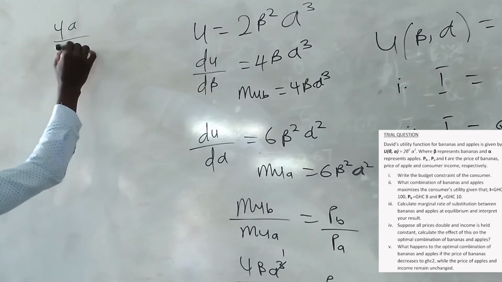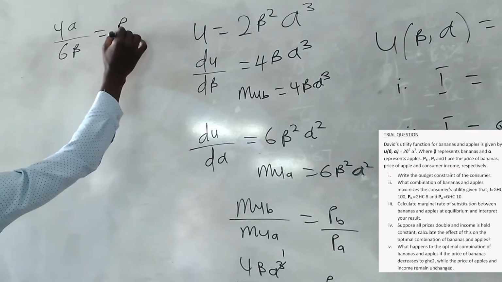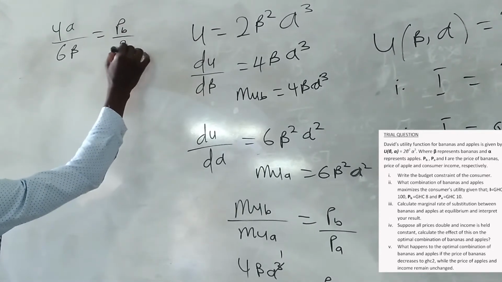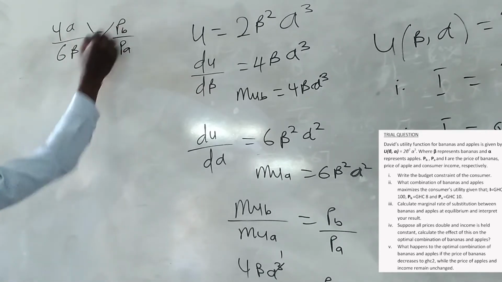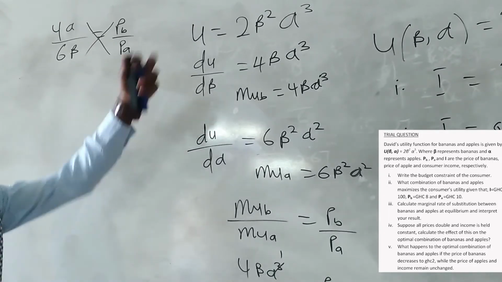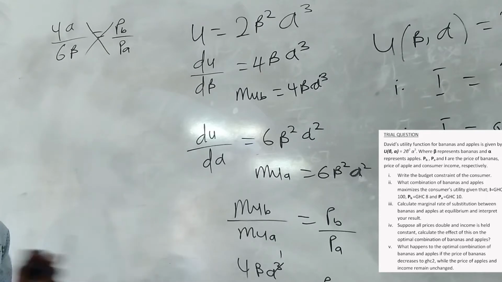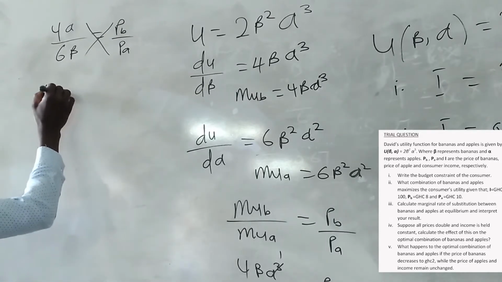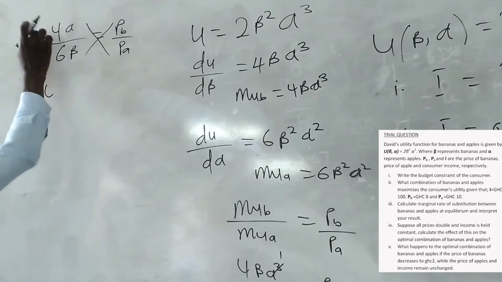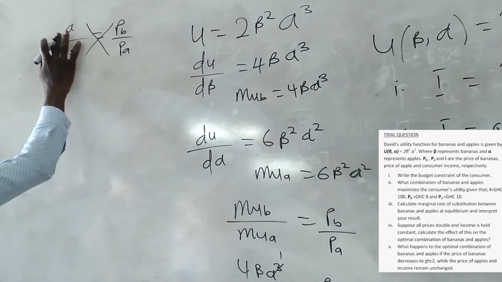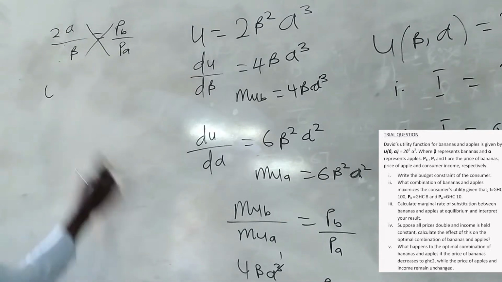Now that I've gotten these two, I go to look at when they are in equilibrium. The budget line, the indifference curve should be tangential to the budget line. And that is marginal utility of beta over marginal utility of alpha should be equal to price of beta over price of alpha. I know this, I know that, so I only substitute, and I'll get 4 beta alpha cubed all over 6 beta squared alpha squared equals price of beta over price of alpha.